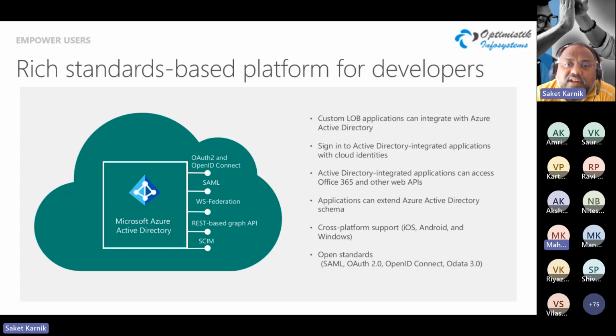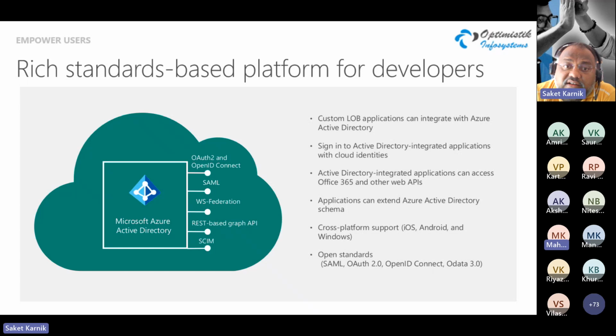Ultimately, you need to sign into Active Directory integrated applications with the help of cloud identities. If Azure AD Connect is being used, cloud identity is not necessary. Your on-premise identity will also work, because your on-premise identity will be exposed as a cloud identity with the help of Azure AD Connect. Active Directory integrated applications can access Office 365 and other Azure web APIs directly. They don't require any special permissions.